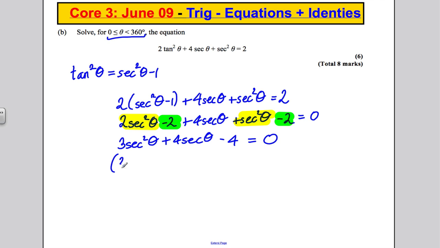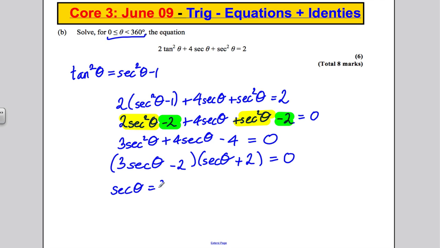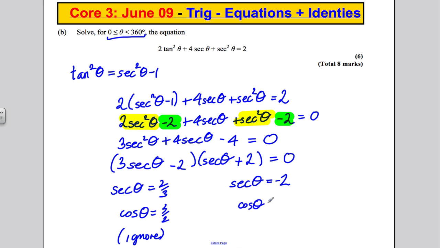This is a quadratic which I can factorise. 3 sec theta, and what would it be? Well, it would be plus 2 and subtract 2. So therefore sec theta from this is 2/3, or sec theta is negative 2. Therefore, as sec is 1 over cos theta, from this cos theta would be 3 over 2, which you ignore. There's no solutions because cos is between 1 and -1. And from this, cos theta is negative 1/2, which you can solve.